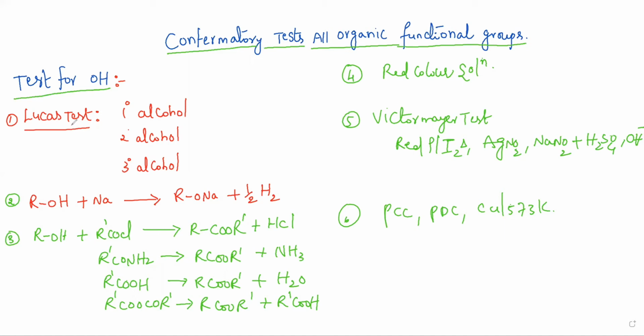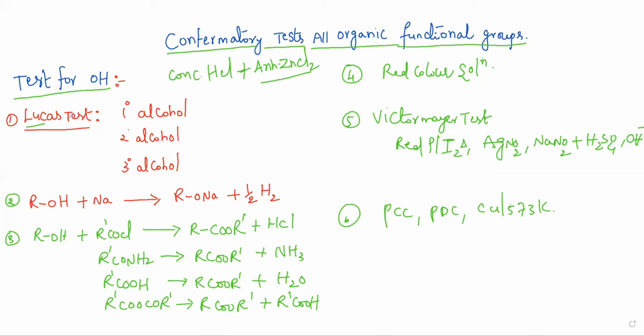There are a few tests to distinguish all the types of alcohols. The first one is the Lucas test. So what is the Lucas test? Concentrated HCl and anhydrous ZnCl2. Here anhydrous ZnCl2 acts as a Lewis acid.